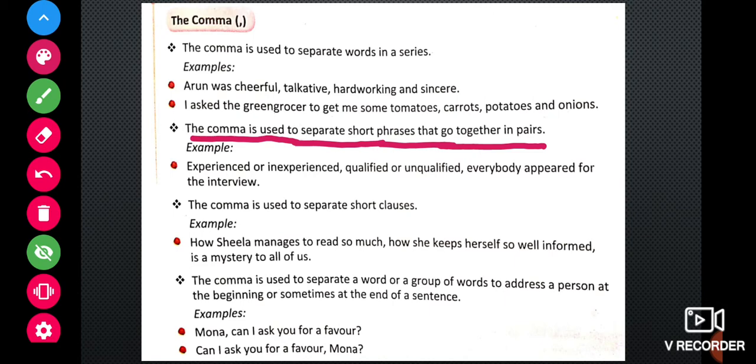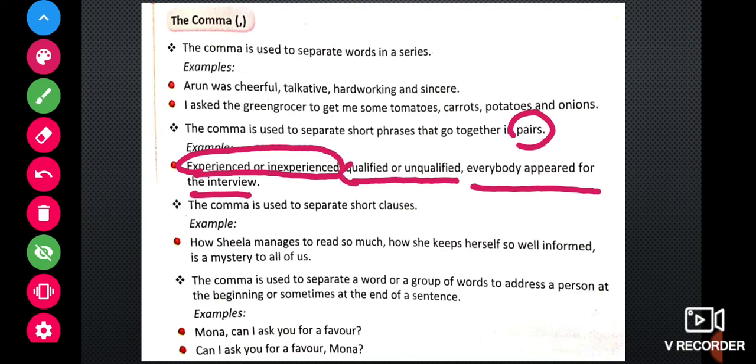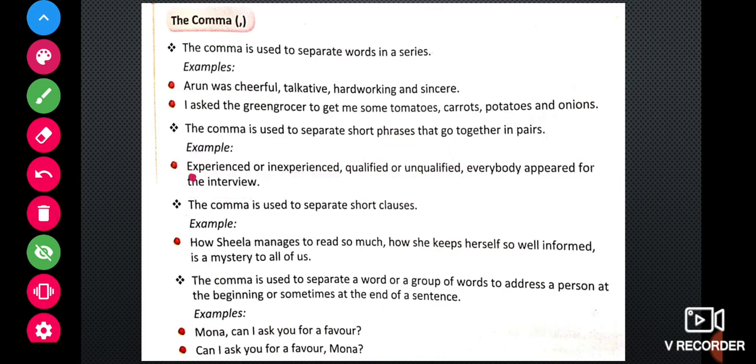So let us see what are short phrases that go together in pairs. Let us look at the example. Experienced or inexperienced, qualified or unqualified, everybody appeared for the interview. So here there are words in pairs: experienced or inexperienced, qualified or unqualified. So these are the words that go in pairs and they go together.